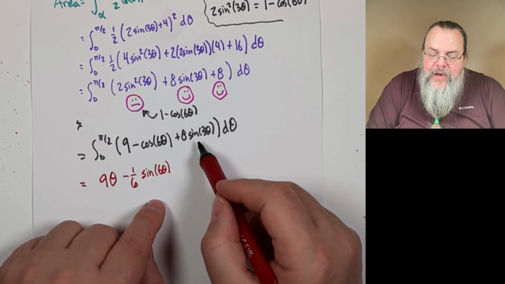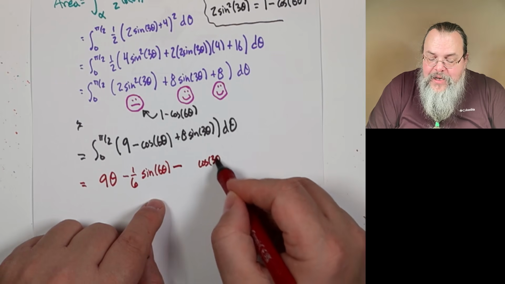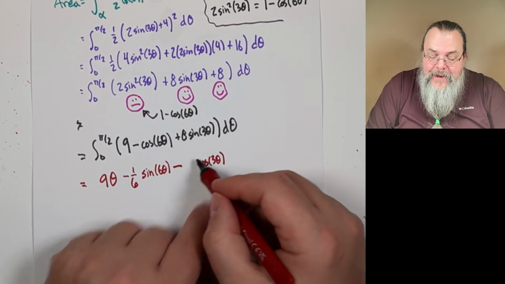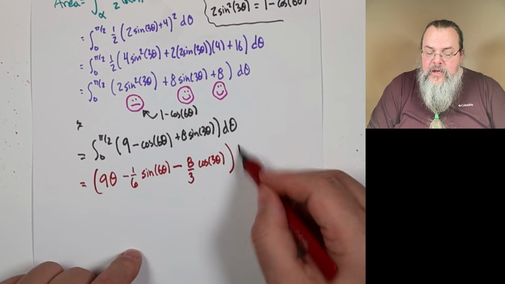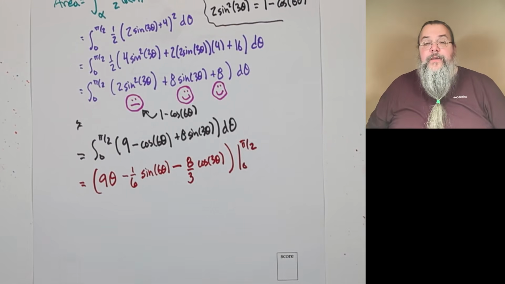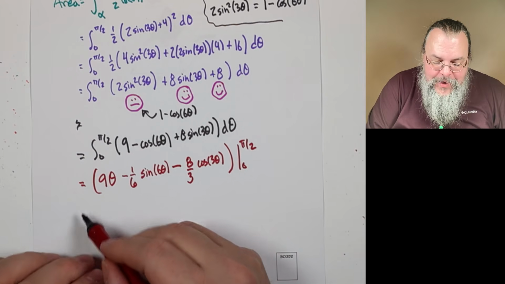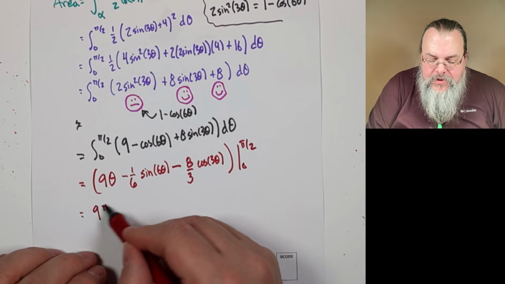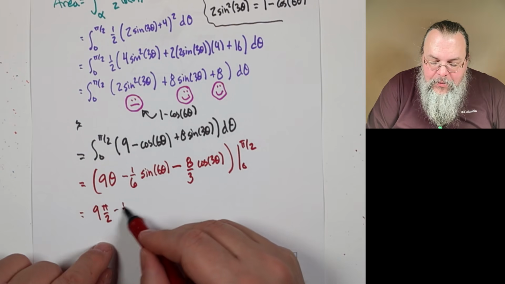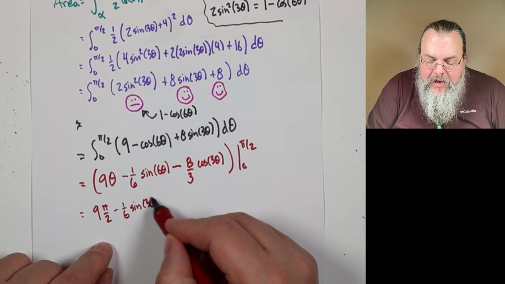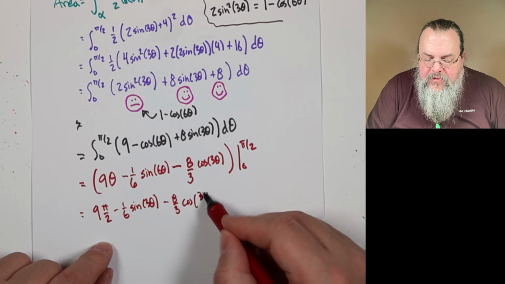All right, how about this one? What's the integral of sine? Negative cosine, right? Be careful. And then you got to account for that 3. And we do it by dividing by 3. All right, and we're almost done. We're going 0 to pi over 2. So, plug in pi over 2. We get 9 pi over 2. Nice. Then we get minus 1/6 sine 3 theta minus 8/3 cosine 3 pi halves.